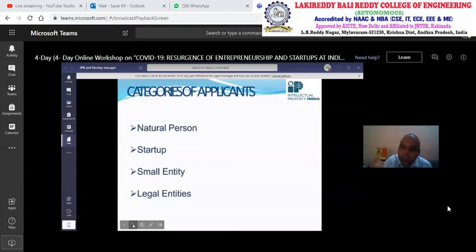Now come to small entity. See, small entity means any company or any enterprise which has a turnover less than 10 crore as per the MSME Act 2006 is known as a small entity. They can also file a patent. Besides these, those persons who can file the patent come under the large entity. Sorry, we have mentioned a legal entity. This is not a legal entity. This is a large entity. Besides the natural person, startup, and small entity, those persons who come under this are the large entity. So what is startup and small entity as far as the Indian Patent Act is concerned, we'll discuss one by one in our next slide.